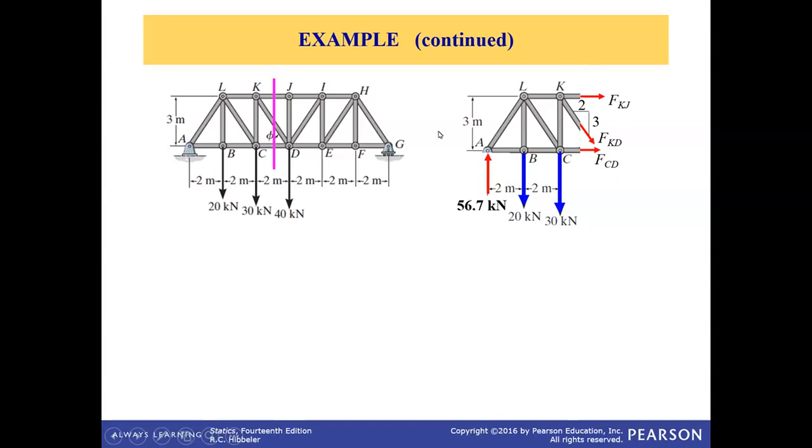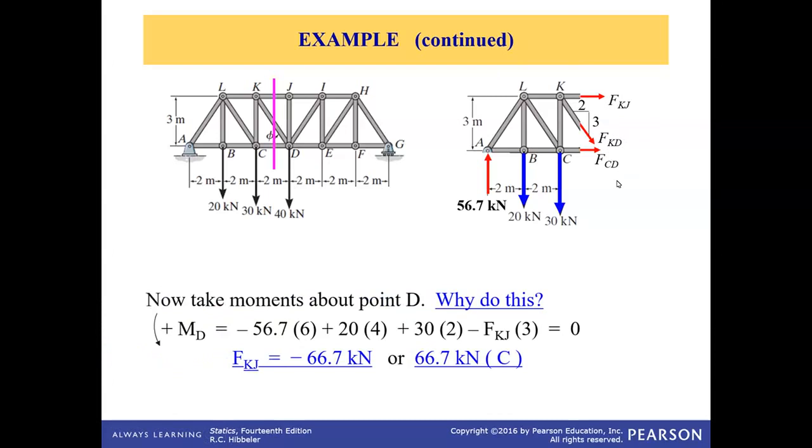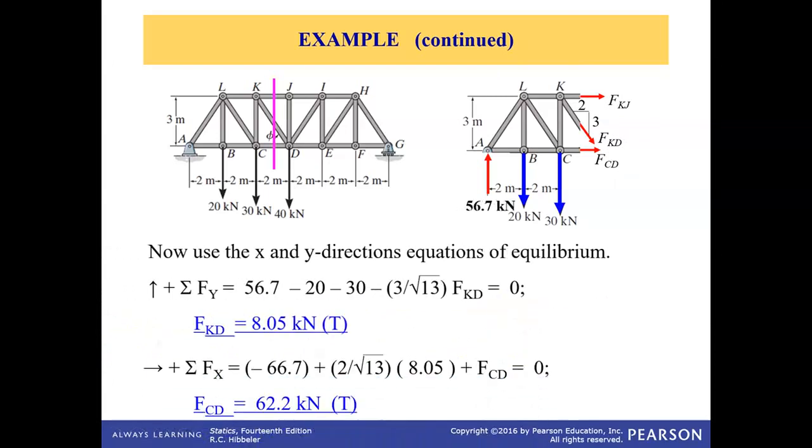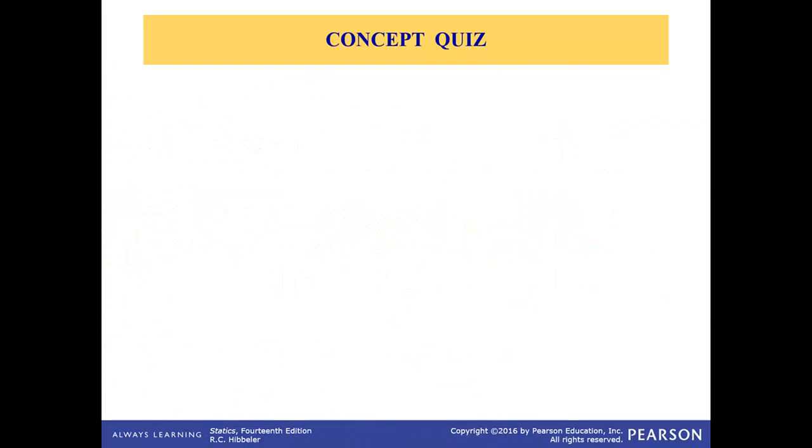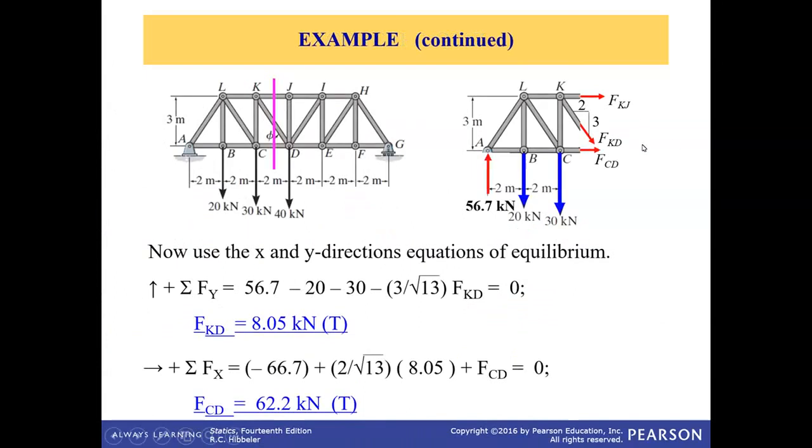So now consider this new diagram as our problem with three unknowns, and we have three equations of equilibrium, so we can solve for the three unknowns using those equations. Okay, and that's how the problem is being solved, and we will actually solve the problem in the next video. Thank you.